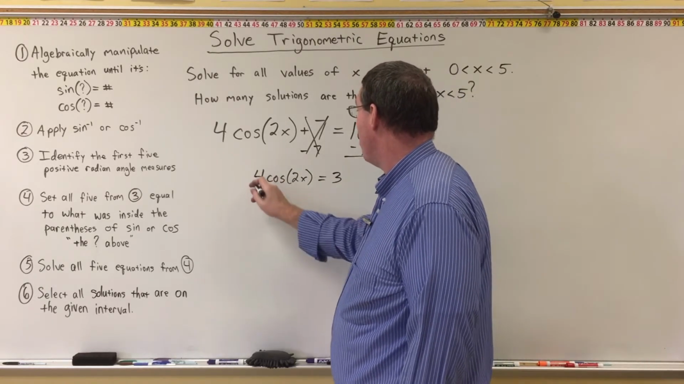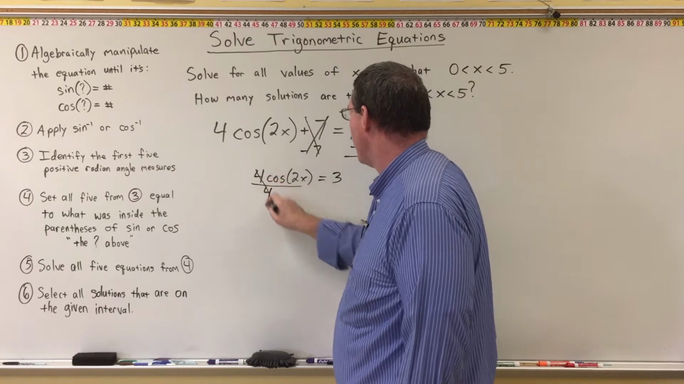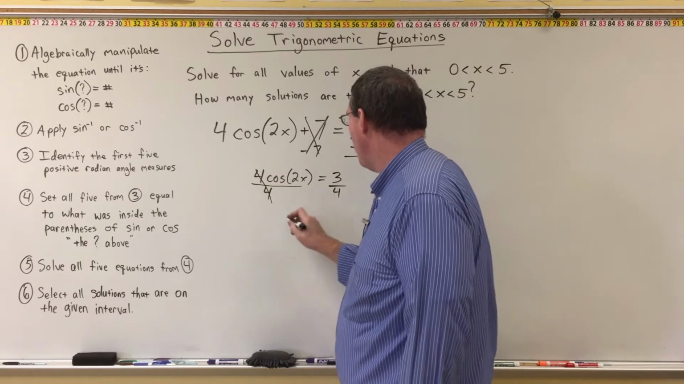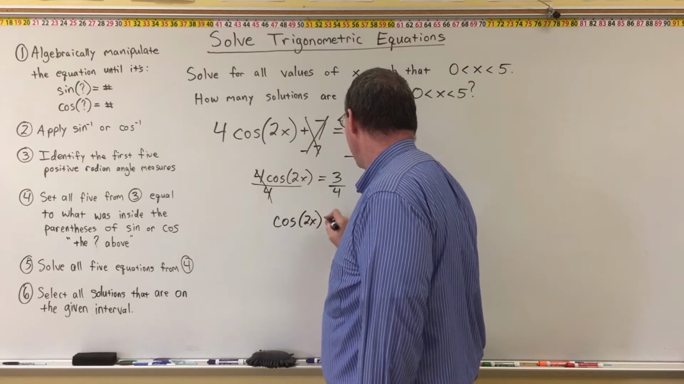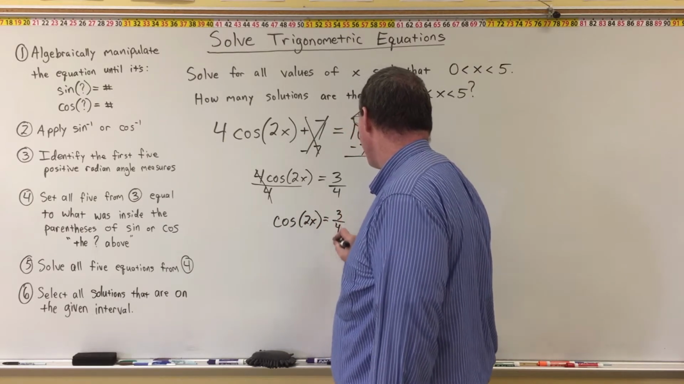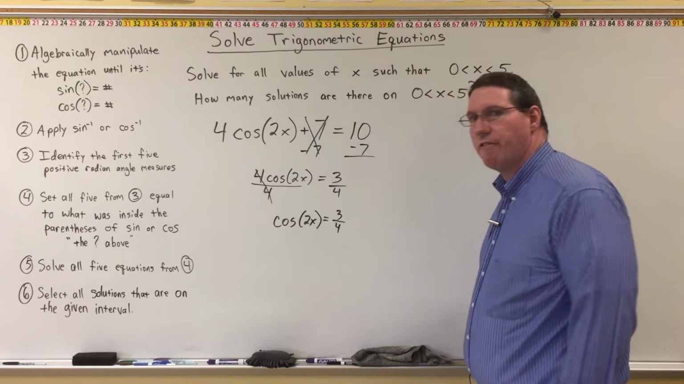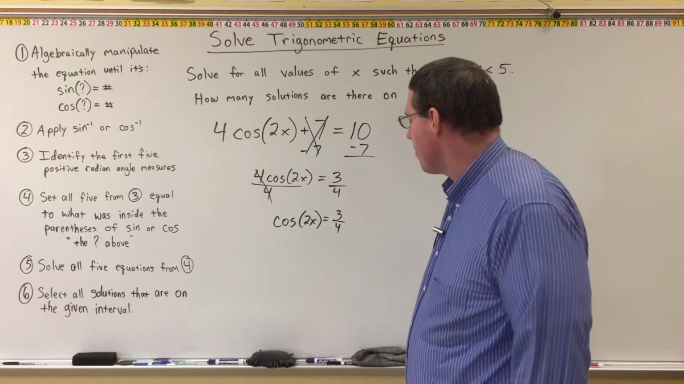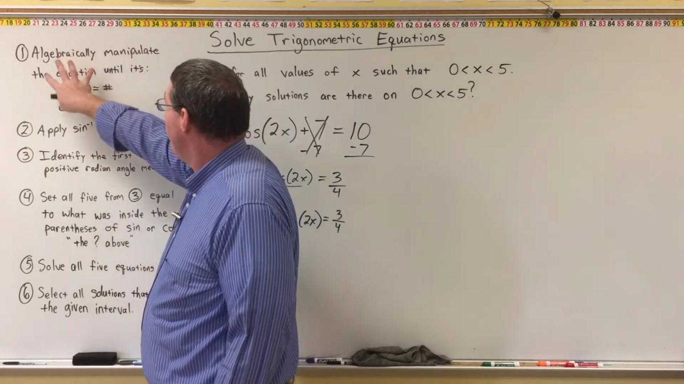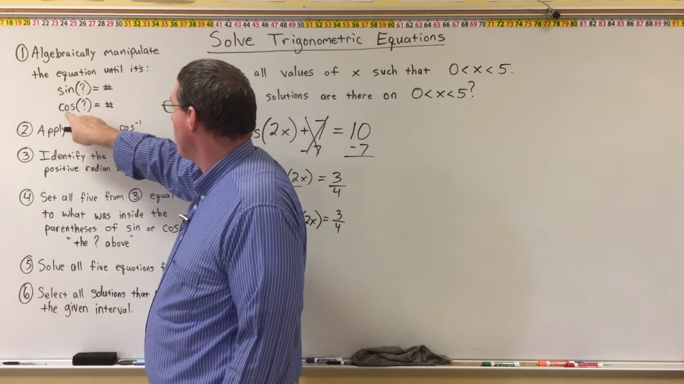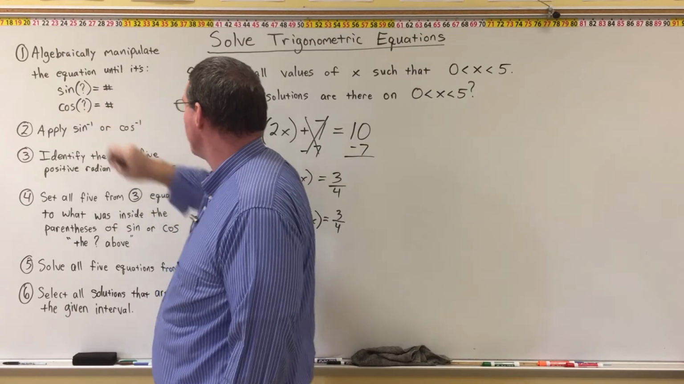Now we can divide by 4. We divide both sides by 4, and now what we have is cosine of 2x is equal to 3/4. Now you can write that as 0.75 if you want to, but I'm going to leave it as a fraction for now. So we've done step 1. We now just have cosine of the theta angle equal to a number.